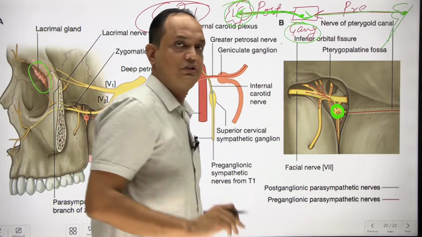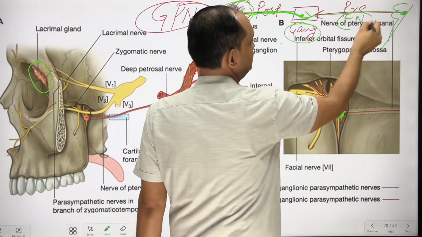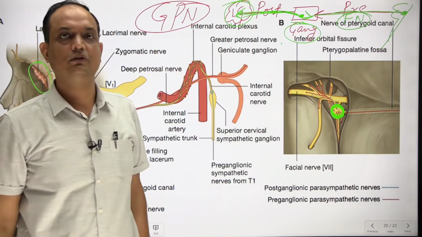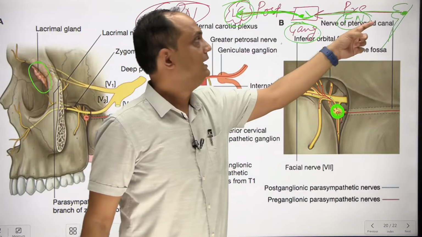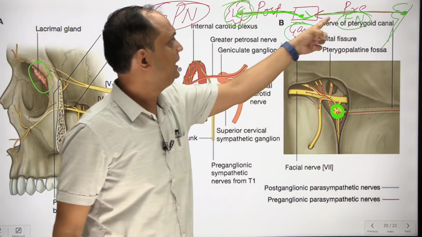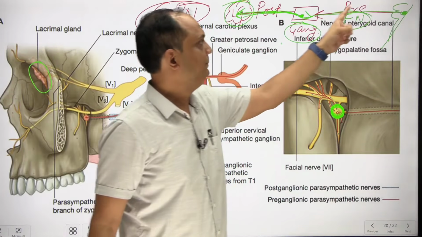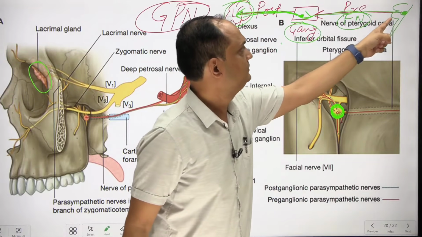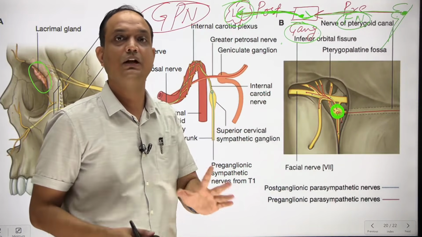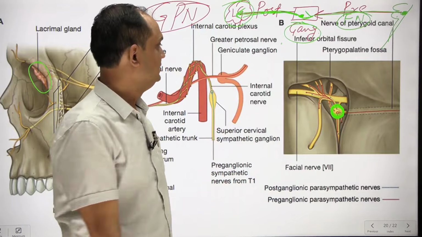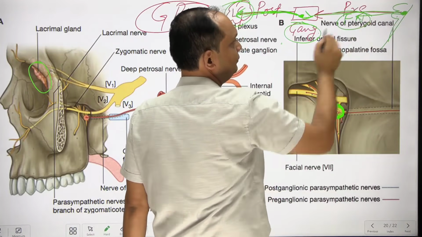But how do the preganglionic fibers reach this ganglia from the brain stem? The answer is by the help of the facial nerve and its branch. So cranial nerve 7, or the facial nerve, is carrying the preganglionic parasympathetic fiber for the lacrimal gland. Now the preganglionic parasympathetic fibers first arise from the nucleus present in the brain stem, known as the lacrimatory nucleus.